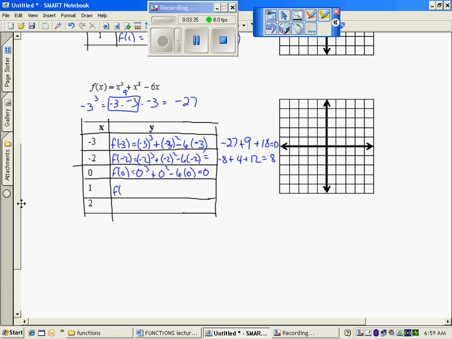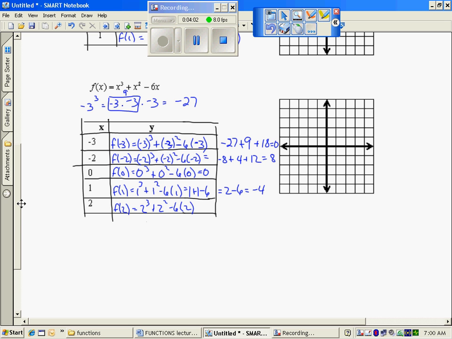F at 1, 1 cubed plus 1 squared minus 6 times 1. 1 cubed is 1. 1 squared is 1. 6 times 1 is 6. 1 plus 1 is 2. 2 minus 6 is negative 4. Output is negative 4. And the last input, f at 2, 2 cubed plus 2 squared minus 6 times 2.